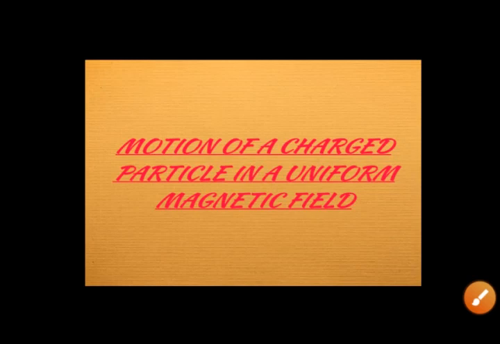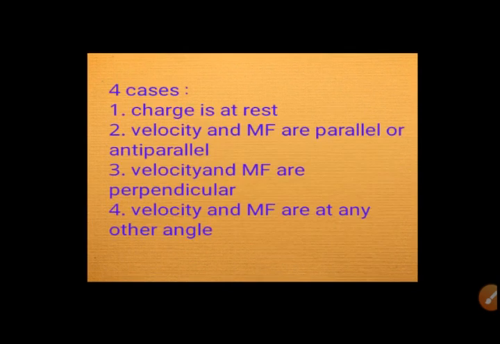In this video, let us learn about the motion of a charged particle in a uniform magnetic field. Let us consider 4 different cases. First case is charges at rest in uniform magnetic field. Second case, when velocity and magnetic field are parallel or antiparallel. Third case, when velocity and magnetic field are perpendicular. And the fourth case, velocity and magnetic field are at any other angle.